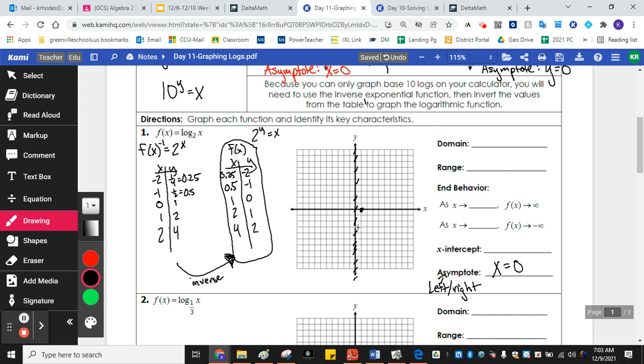1, 0, 0.5, negative 1, 0.25, negative 2, and it goes down. 2, 1, 4, 2, 3, 2 cubed is 8, so 8, 3. It goes on that way.